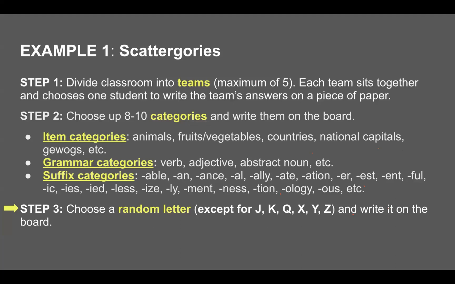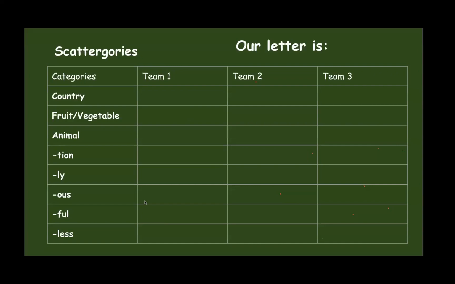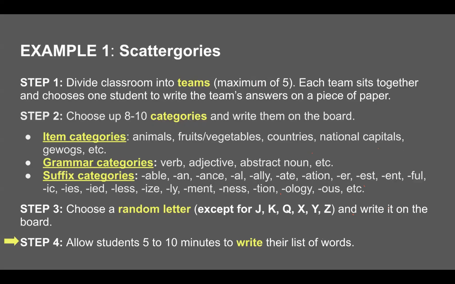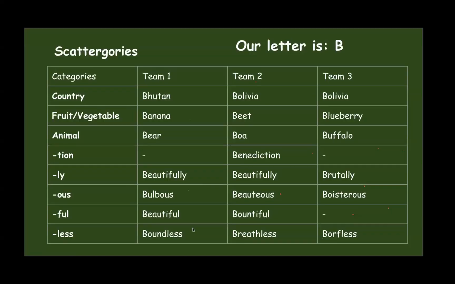So I suggest that you don't choose a rare letter, an unusual letter like J or K, because there are not many words that start with J, K, Q, X, Y, and Z. So I usually choose a different letter that's more common. And I like to do this very dramatically. Before the students start writing their answers, I say our letter is, in this case, our letter is B. So what the students have to do now is they have about 5 to 10 minutes to write their list of words. So let's pretend our students have written their words.